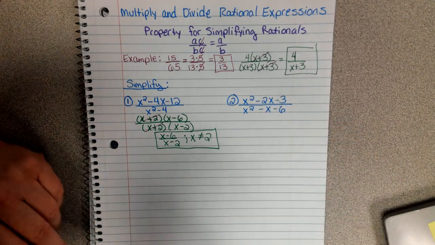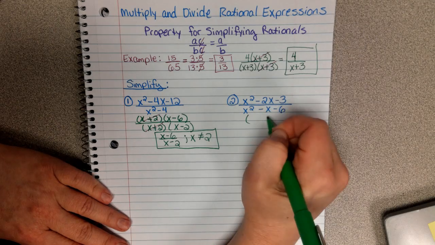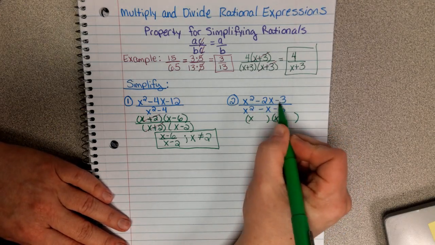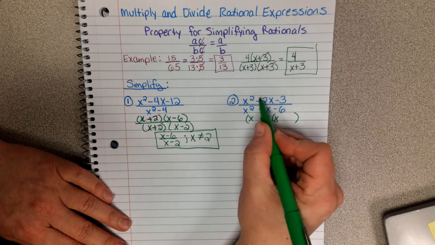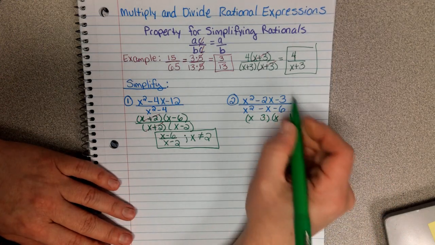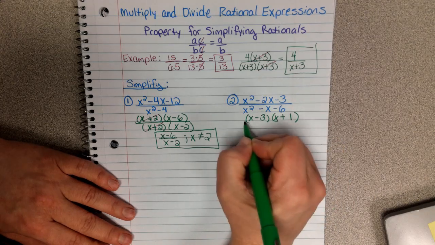Okay? Here, same thing. I need to factor this. So I'm going to factor my numerator. X times x gives me x squared. Multiply to give me 3, add to give me negative 2, so that's going to be some combination of 3 and 1. Looks like I need a negative 3 and a positive 1.